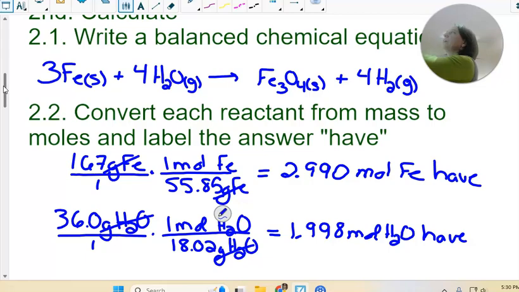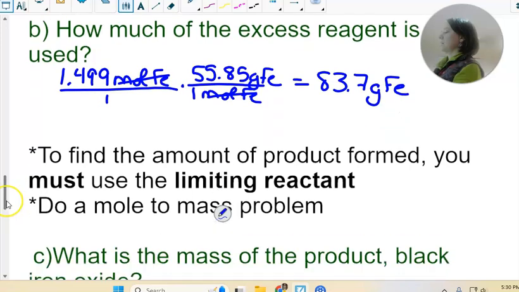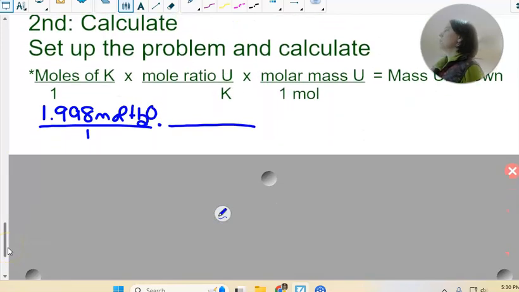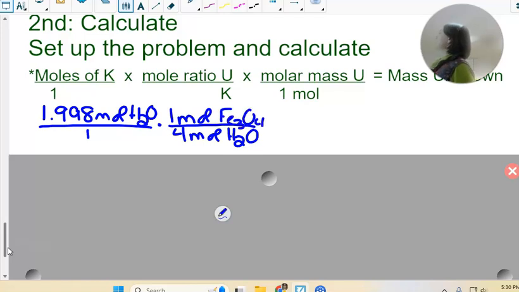4 moles of water and 1 mole of black iron oxide. So moles of water go on the bottom, 4 moles water over 1 mole Fe3O4. Okay, but that's not quite good enough because we want grams of the product. We want to know how much we're going to get. So, we know we're going to have to use molar mass. So moles go on the bottom so that we can cancel that, Fe3O4.